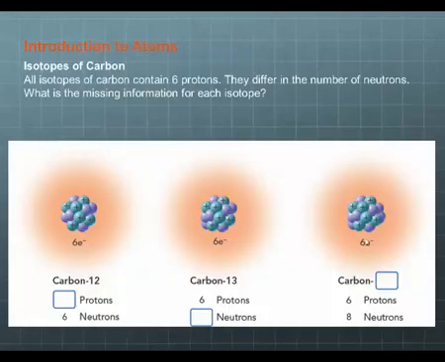So, isotopes of carbon. All isotopes of carbon contain 6 protons. If they contained a different number of protons, then it would be a different element. So they all contain 6 protons. They differ in the number of neutrons. Fill in the missing information for each isotope.